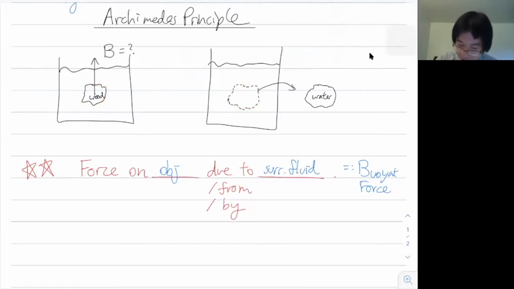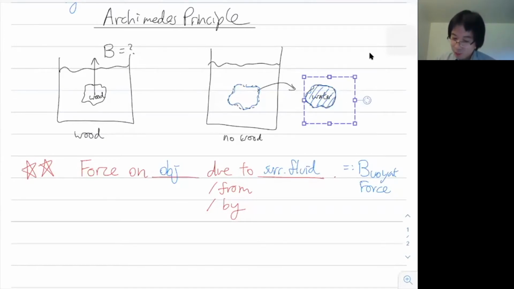So here there's a piece of wood. Here there's no wood. So I dragged a piece of water over here. This piece of water, let me actually make it blue. So this blue part of the water, this is the genius part, is floating, right? Do you agree? So this water is here.